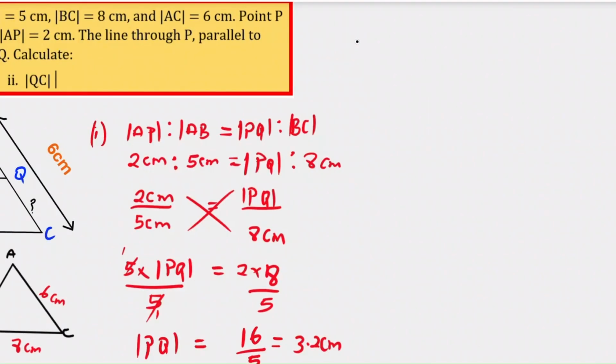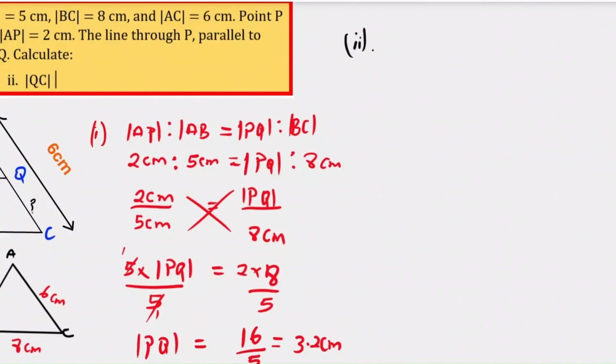So let's get the second one here. That is going to be II. So the second one is talking about QC. How do we find the side QC? Now we can see that QC forms part of the side AC, and AC is already 6 centimeters, which has been given already in the question. Now, if we want to find QC, then we have to get AQ. When we get AQ, we just have to subtract from 6 centimeters, and the remaining is going to be QC.